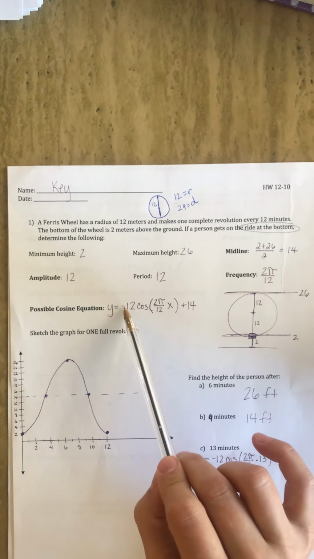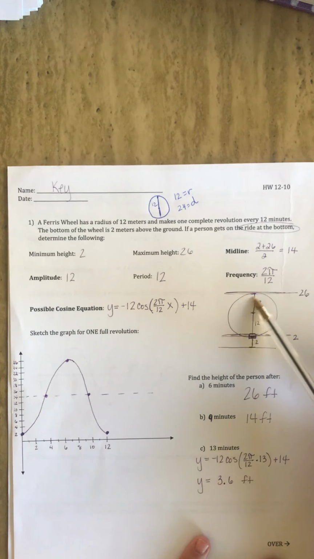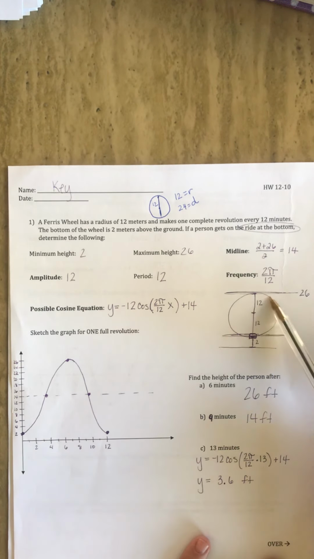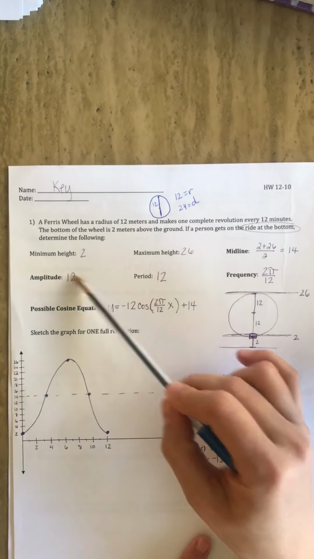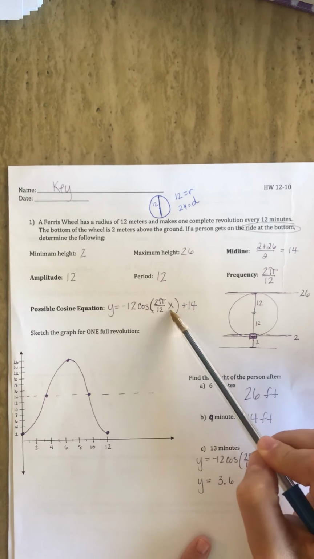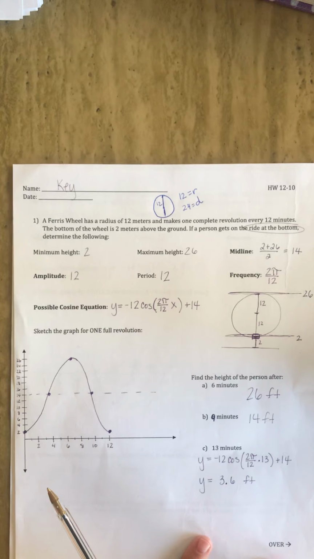We have y equals negative, because you can see that this is going to be cosine, and it's negative 12, because that's our amplitude, cosine, frequency x, plus that midline.